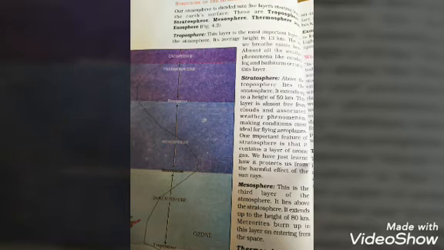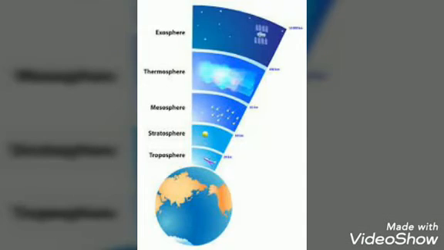It extends up to 80 kilometers. Meteorites burn up in this layer on entering from space. After that, another layer is the thermosphere. In this layer, temperature rises very rapidly with increasing height. Ionosphere is a part of this layer. It extends up to 400 kilometers. This layer helps us in radio transmission.